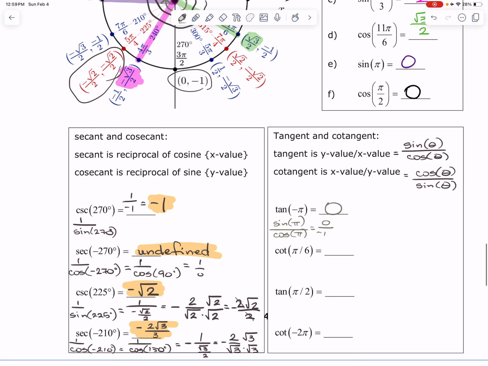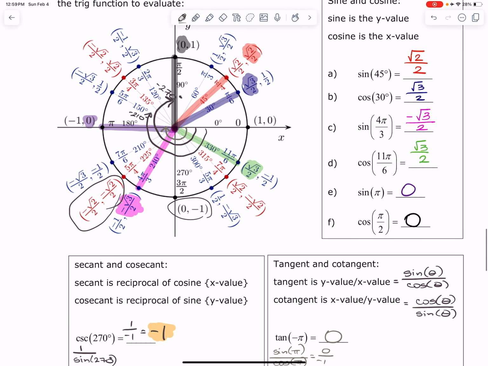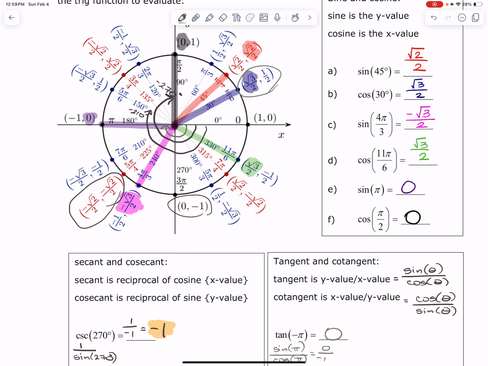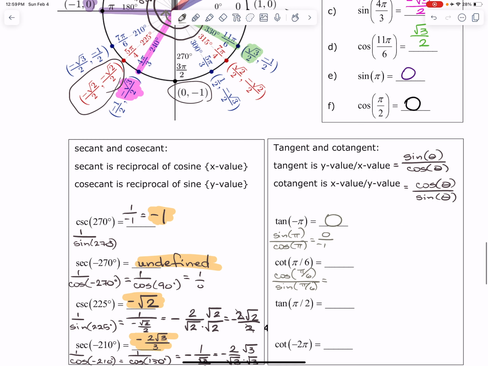Want the cotangent of pi over 6. That's going to be the cosine of pi over 6 over the sine of pi over 6. Again, up here, we check with our pi over 6. We have square root of 3 over 2 over 1/2. So root 3 over 2 over 1 over 2. We can ignore the over 2 parts. I get square root of 3. It's positive because in the first quadrant, everything's positive.